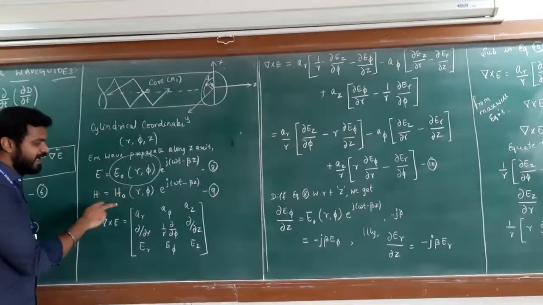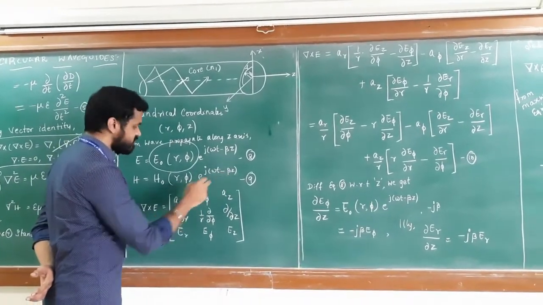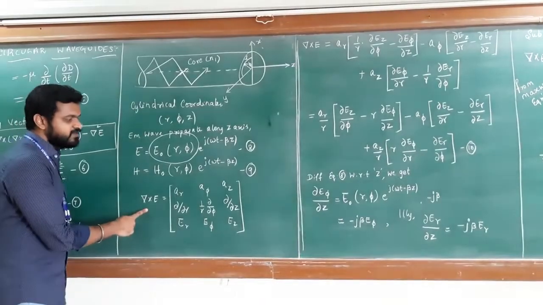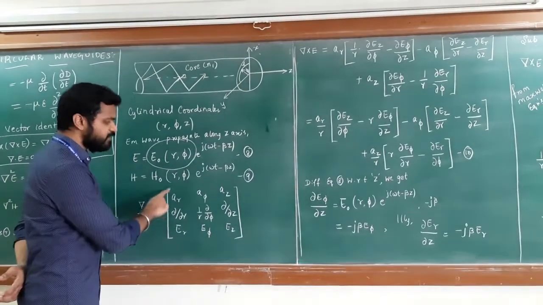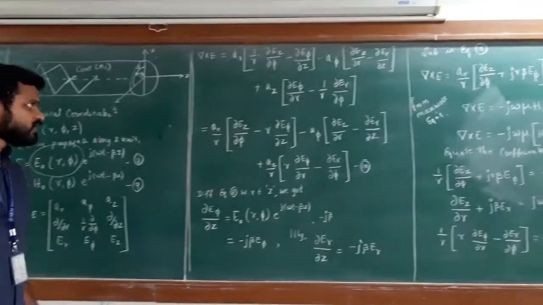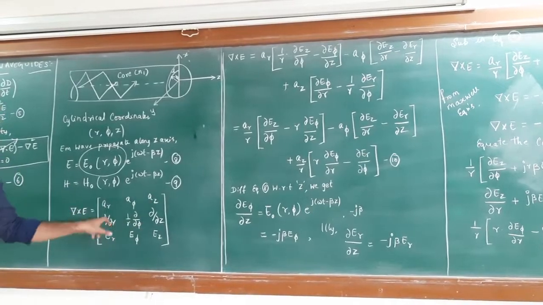So likewise for magnetic field, H is equal to H naught of r comma phi, e power j omega t minus beta z. So we know that for the electric field, the coordinates are r, phi and z, and this is the basic matrix for your del cross E. So now we will cross multiply with your A R, A phi and A Z, and do the matrix multiplication over here.